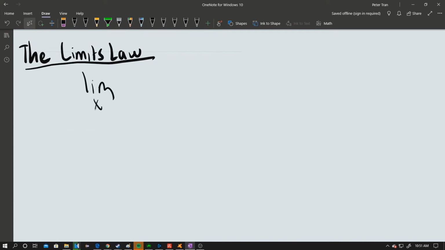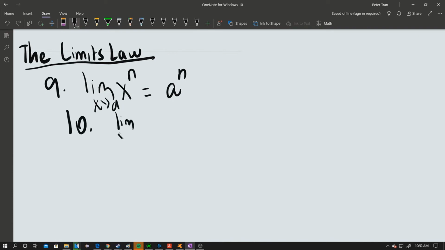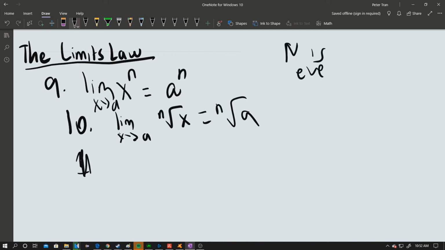Okay, so the limit of x approaching a of x to the power of n, where n is a positive integer. It just says where n is the positive integer. Number 10, the limit of the radical of x is the number x is approaching, where n is a positive integer, and if n is even, we assume that a is greater than 0.